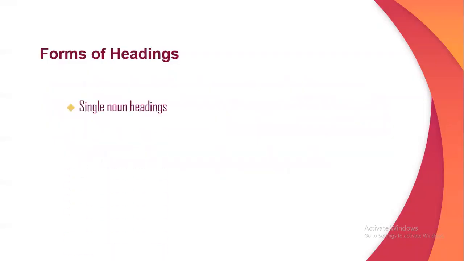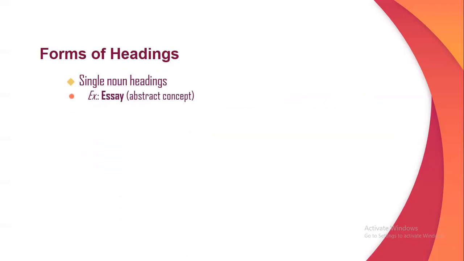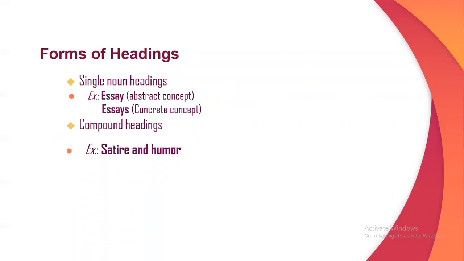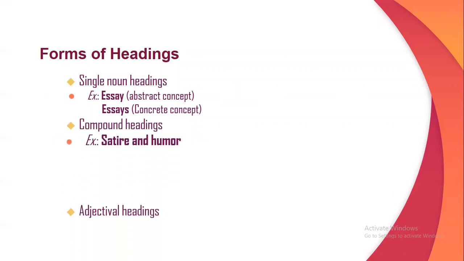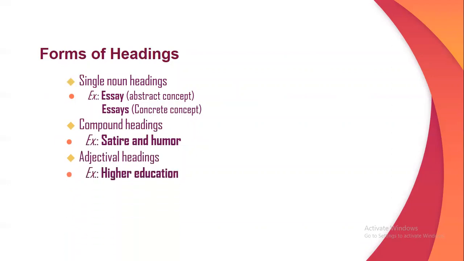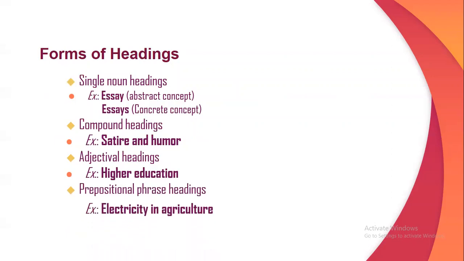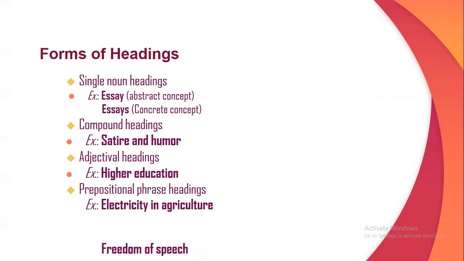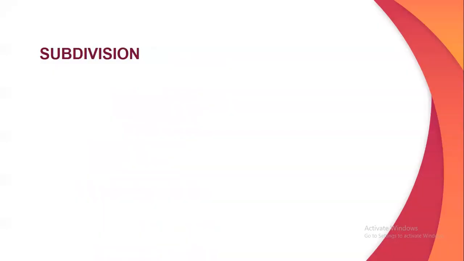The forms of headings. Single noun headings, for example the essay, the abstract concept, or the essays, the concrete concept. Compound headings, for example satire and humor. Adjectival headings, for example higher education. Prepositional phrase headings, for example electricity in agriculture and freedom of speech. Next is subdivision.